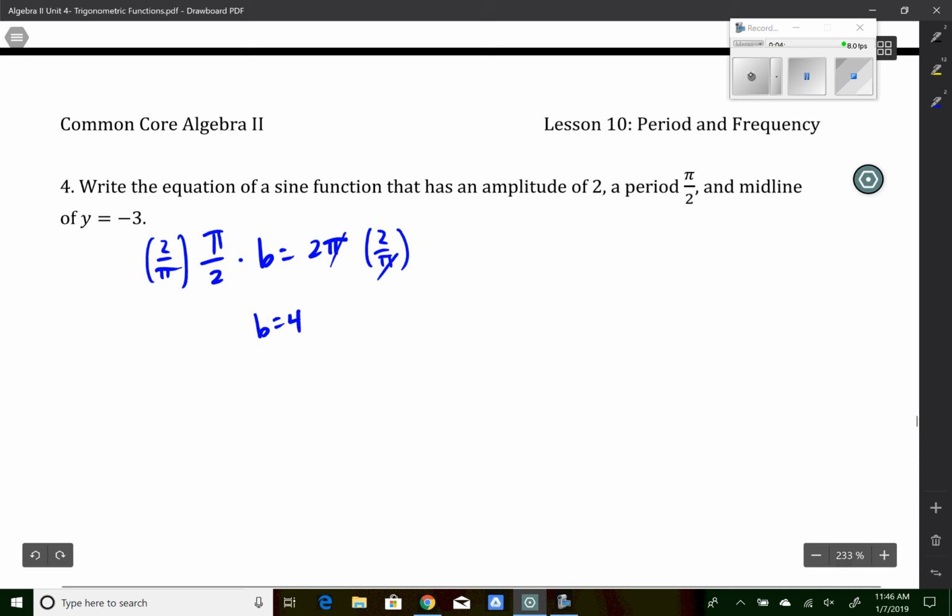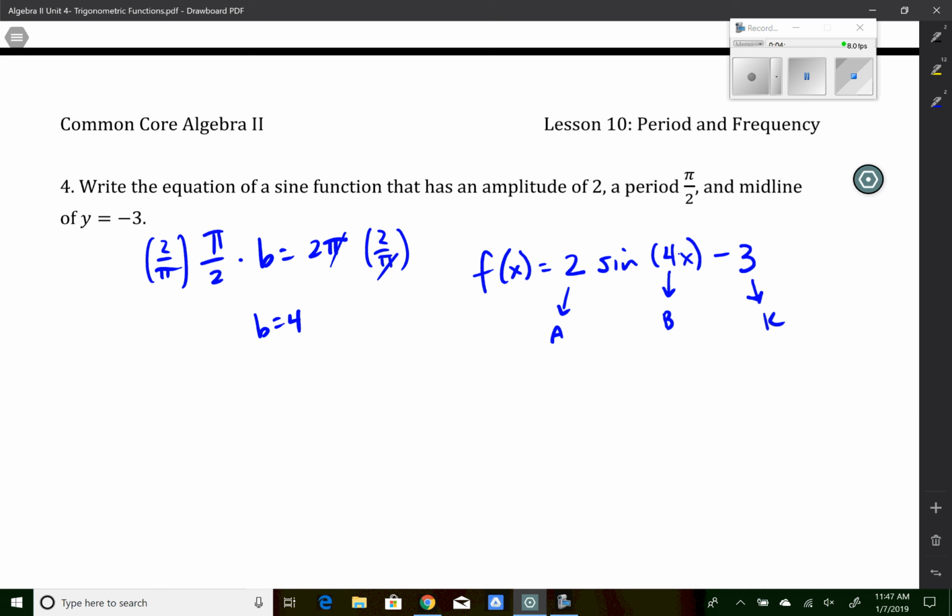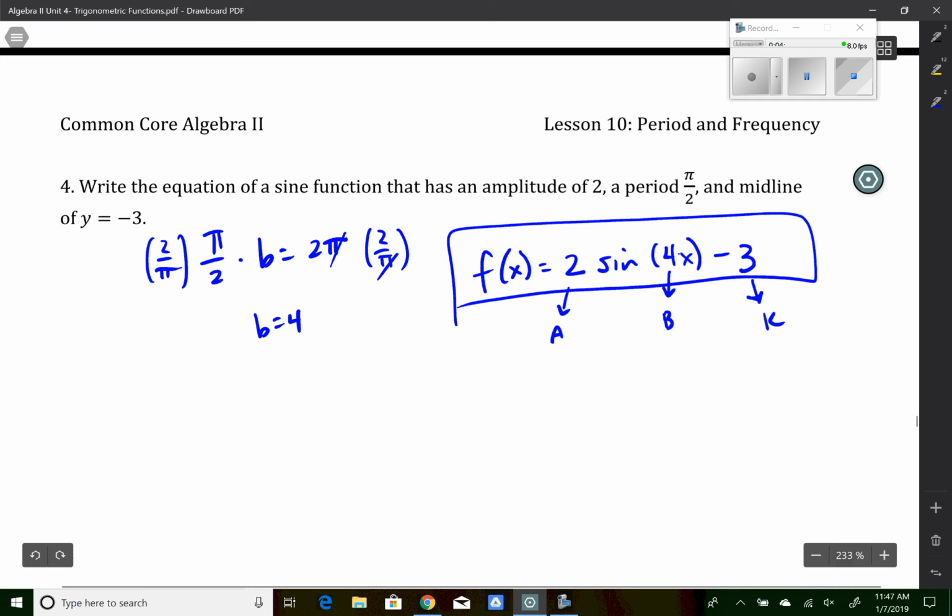So my equation I can show as f of x equals, amplitude is 2 sine of 4x minus 3. Remember, the amplitude is what goes up front, the frequency is what goes inside, and the k value, or the midline, is what goes on the outside subtracted. There's your answer.